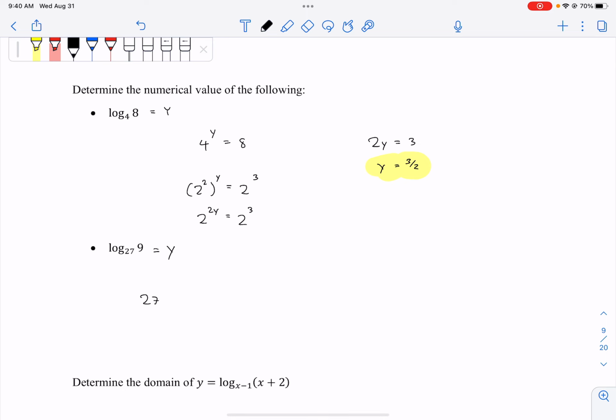So 27 to the power of y is equal to 9. 3 cubed to the power of y is equal to 3 squared. 3 to the power of 3y is equal to 3 to the power of 2. Because of the same base, 3y is equal to 2, and y is equal to 2 over 3.